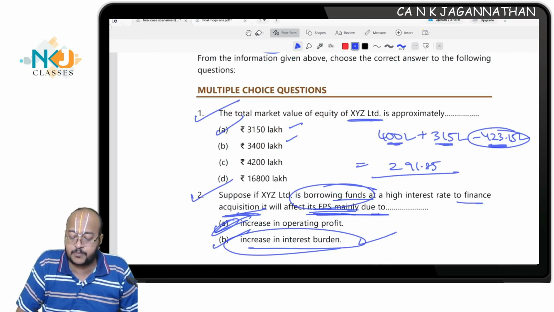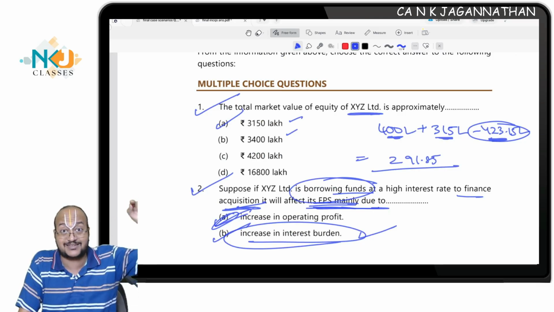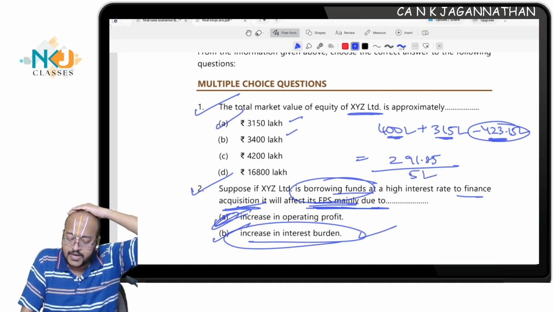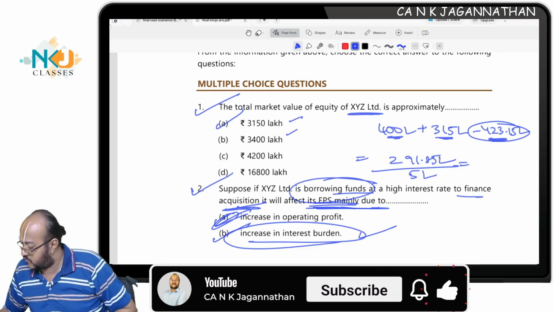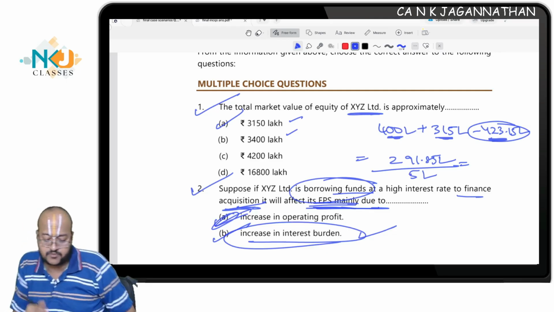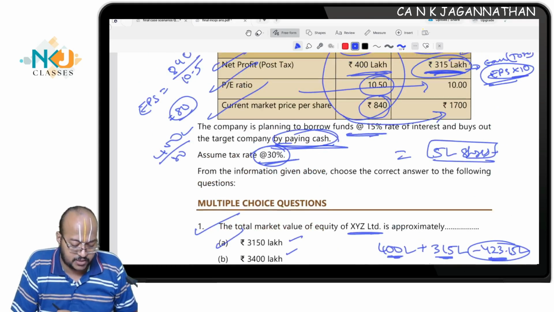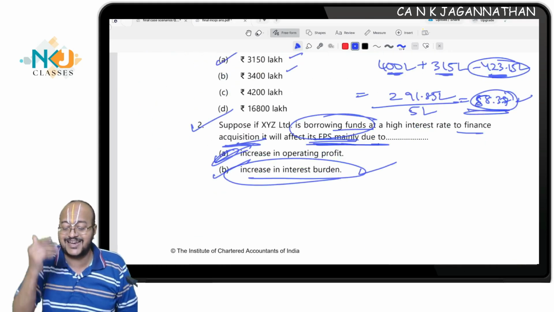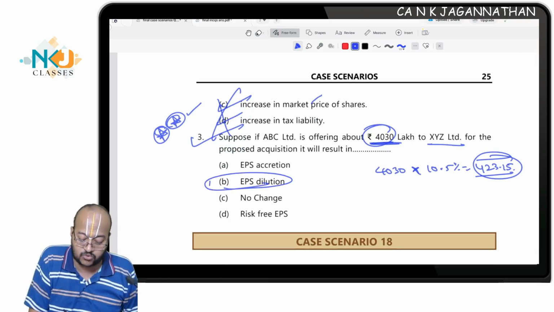Now post-merger EPS: 400 lakhs plus 315 minus the interest cost, 423.15 lakhs, divided by 5 lakhs. If you do, 291.85 divided by 5, how much is that? 58.37. 58.37 is the EPS. Existing EPS is how much? 80. It gets diluted to 58.37. Are you all understanding? EPS dilution is the solution.